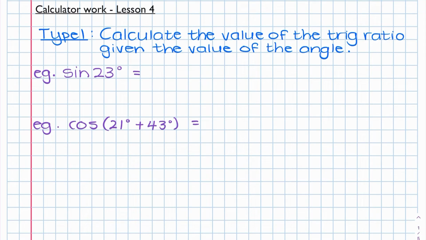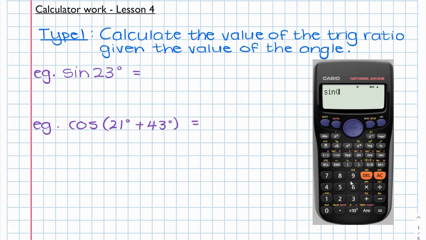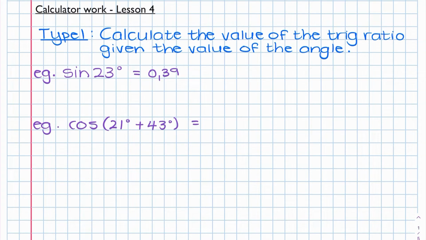Sometimes you will need to use your calculator to work out the answer to a trigonometric ratio. So in the first example here, we're given sine of 23. We can just put that into the calculator, sine 23, and we get our answer to 2 decimal places. That will be 0,39.